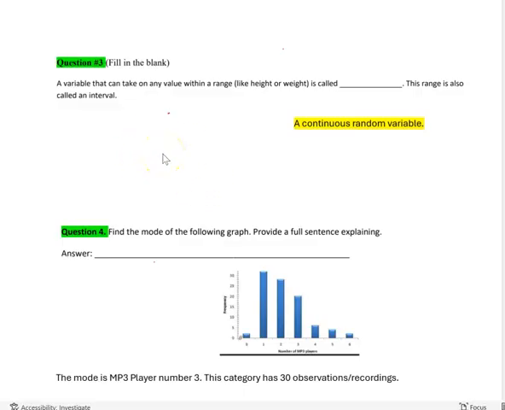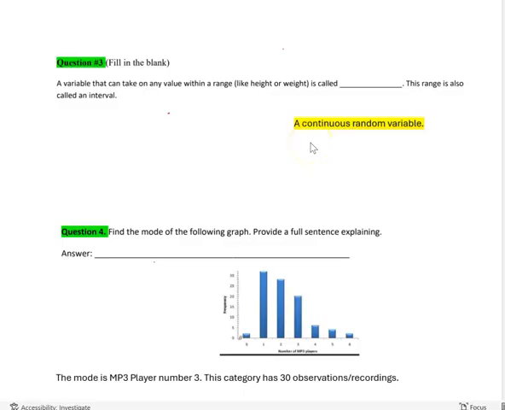Okay, so on question number 3, the only proper answer that fits in here is a continuous random variable, and this is because they mentioned that the variable is within a range of values. So the range of values is going to be called an interval. In that case, this is the only proper answer.